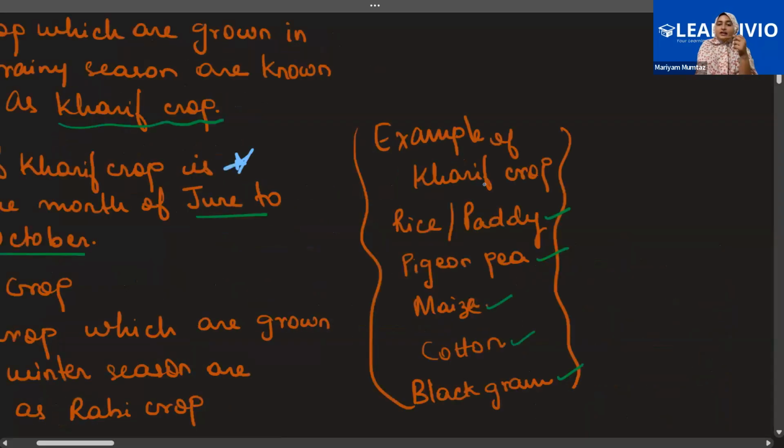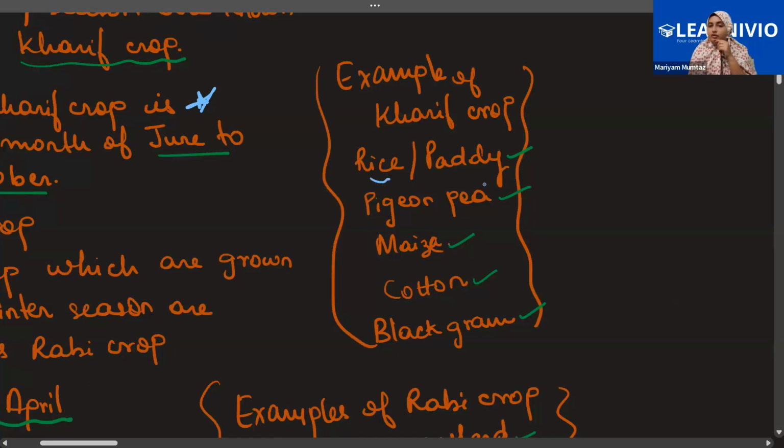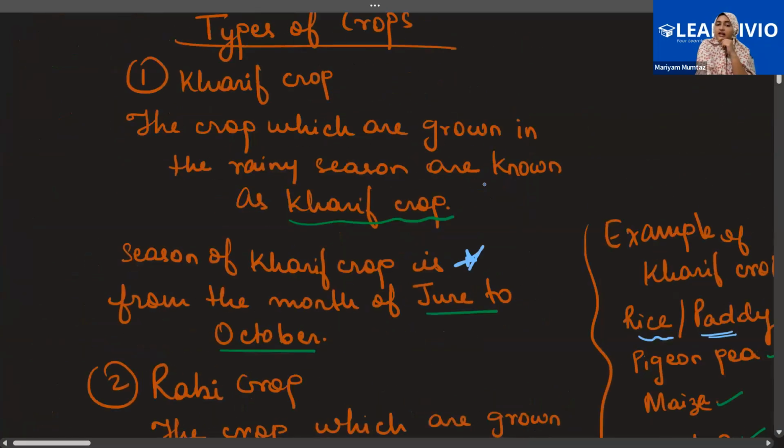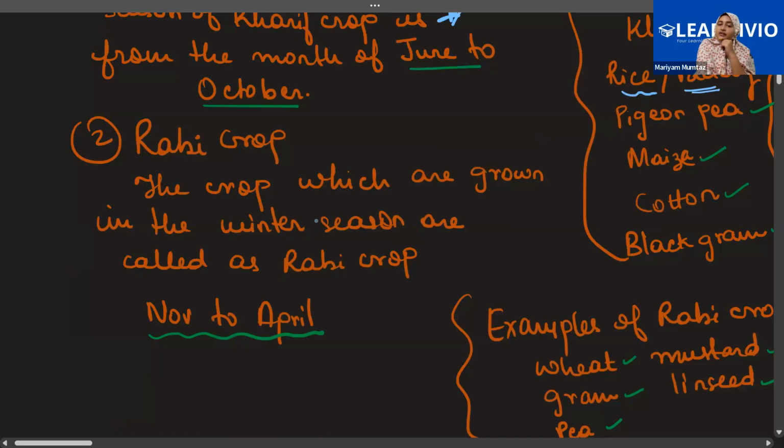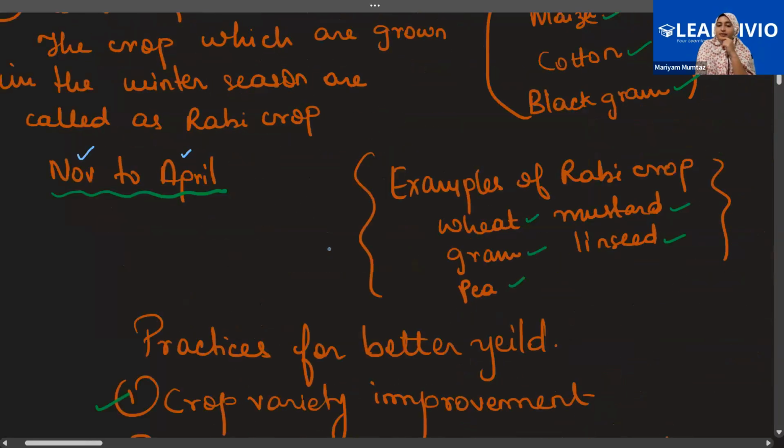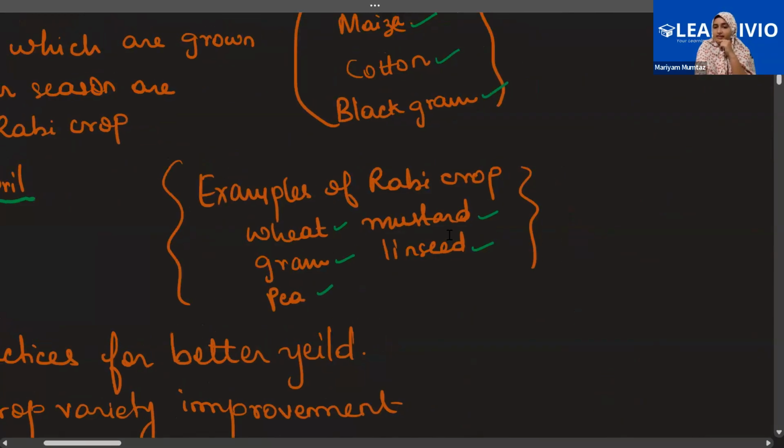The examples for kharif crops are rice, that can also be called paddy, pigeon pea, maize, then cotton and black gram. All of these are the kharif crops. Then come the rabi crops. The rabi crops are those that are grown in the winter season, and their time period starts from the month of November up until April. So this is the rabi crop. Examples of rabi crops are wheat, mustard, gram, linseed, and pea. All of these are examples of the rabi crop.